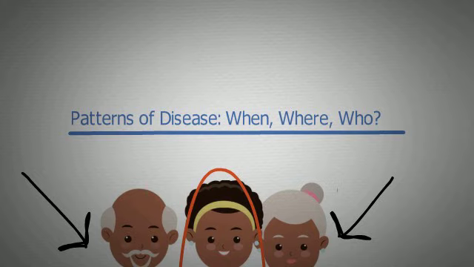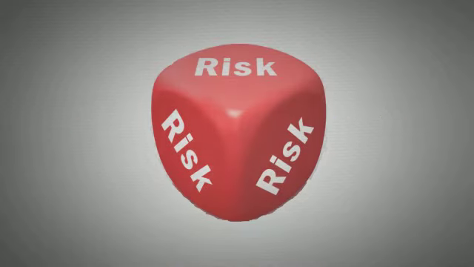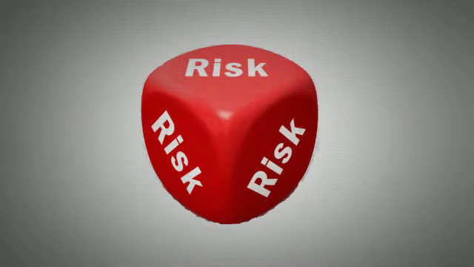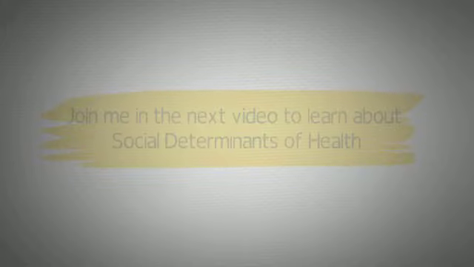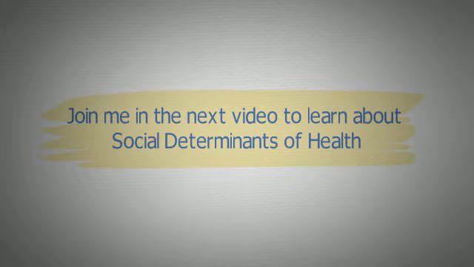What we've learned from early epidemiological studies and past pandemics is that disease risks are not randomly distributed in the population. And this is really important. What this means is that some people are more likely to get sick and die from an illness than others. Learning about social determinants of health can help us make sense of inequalities in disease exposure and mortality. So be sure to watch the next video in this series.